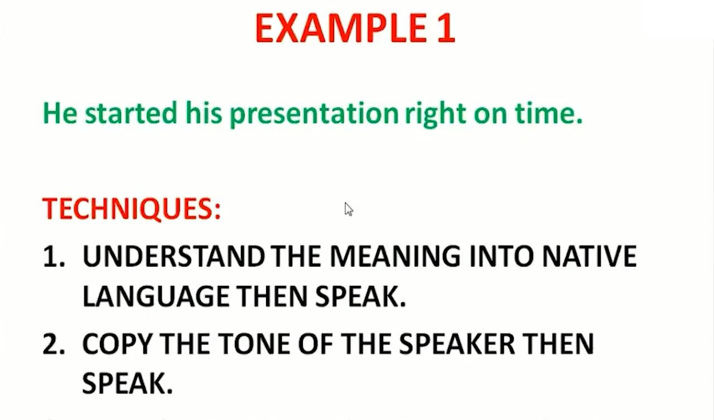The first technique is called understand the meaning in your native language, then speak. Firstly, you have to convert the meaning of this line into your native language, whether it is Hindi, English, Punjabi, South Indian, or any kind of language you are comfortable with. I'm talking about your mother tongue. If you are not able to speak like this, you can use the second technique.